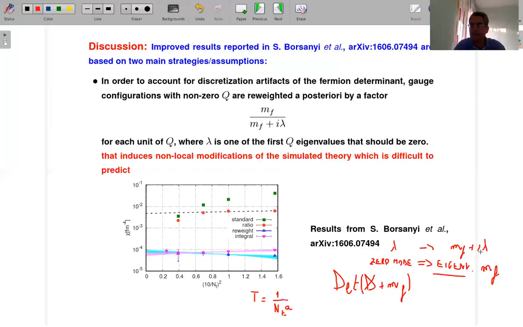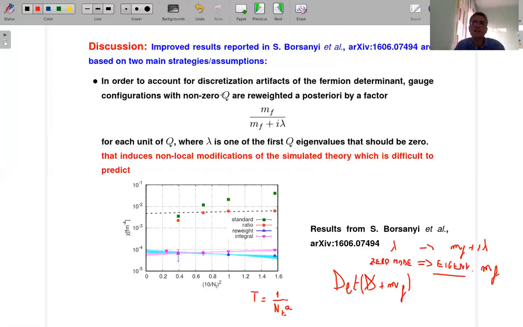Okay, the i comes because the slash is anti-Hermitian, so the eigenvalues are purely imaginary. So what they did is to reweight the configurations. I mean, they produced the Monte Carlo sample of configurations. They measured the eigenvalues of the staggered operator. They measured the topological charge background by standard cooling or Wilson flow.